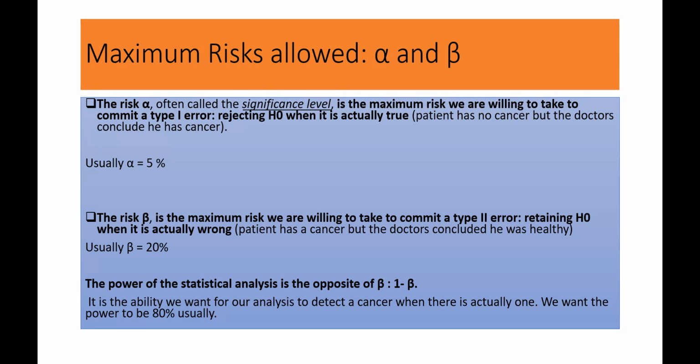Because of the power of the statistical analysis, you must have heard of the number 80% of power achievement. The power is 1 minus beta. It is 1 minus the maximum risk we are willing to take to commit a type 2 error. The power of a statistical analysis must be higher than 80%. If the maximum risk to commit a type 2 error is less than 20%, the power needs to be more than 80%. The power is the ability, or let's say the chance we want for our analysis to detect a cancer when there is actually one. Okay? We want the power to be 80% usually.